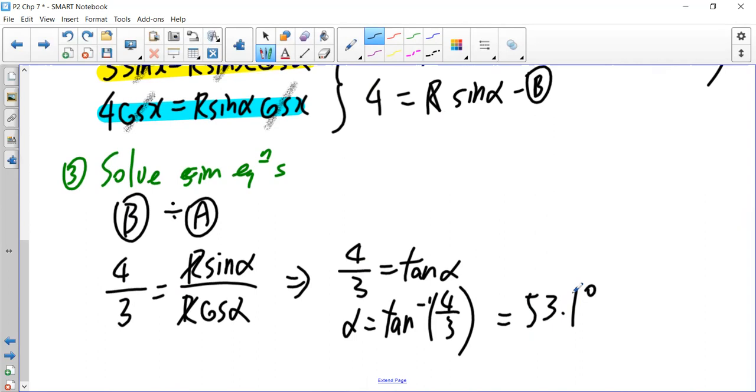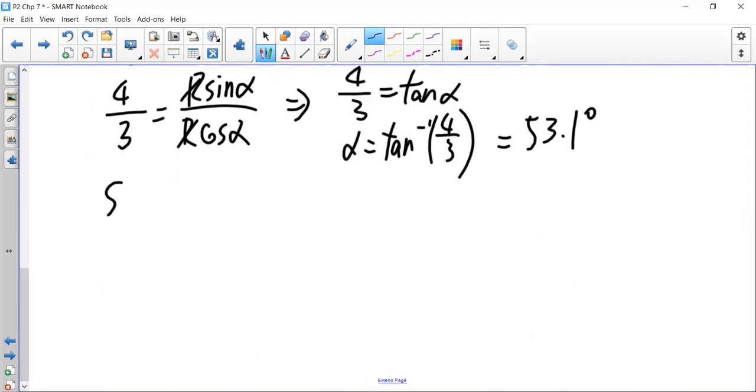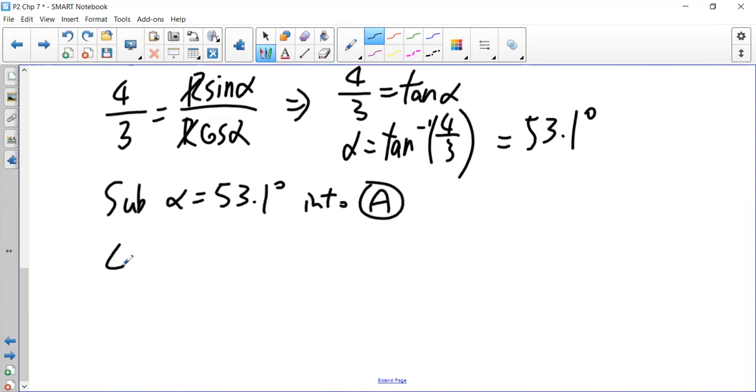Then we can find the R value. So we can substitute alpha equals 53.1 degrees into either equation A or B. So equation A is 4 equals R sine 53.1 degrees.